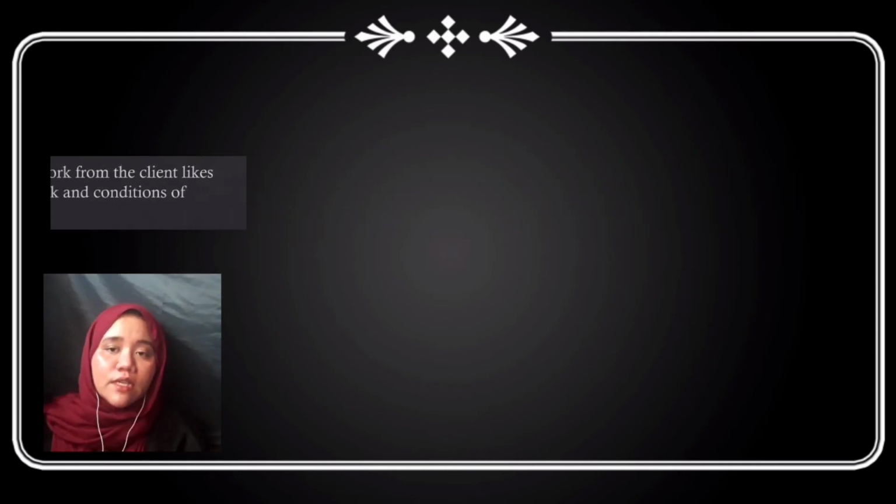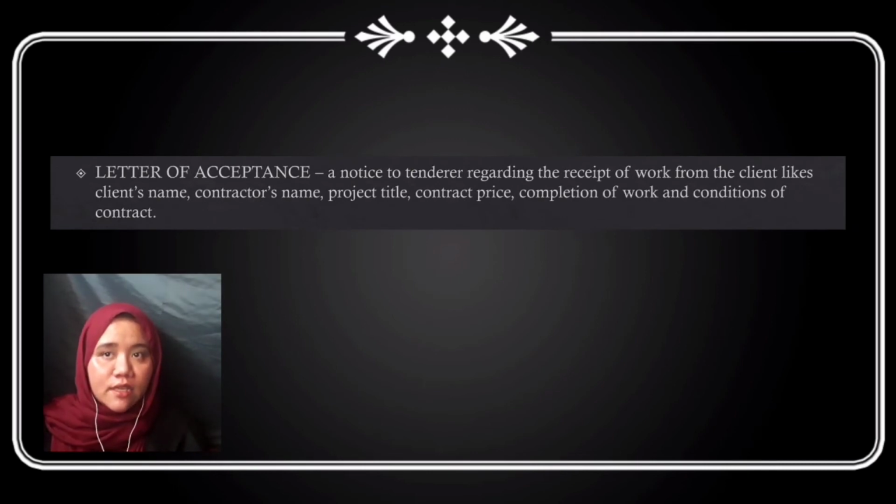Okay, so the next one is letter of acceptance. It is a notice to the tenderer regarding the receipt of work from the client: client's name, contractor's name, project title, contract price, completion of work, and condition of contract. Client or superintendent officer will be using this form to make an agreement acceptance with the contractor, and the contractor must keep this form as a future reference.